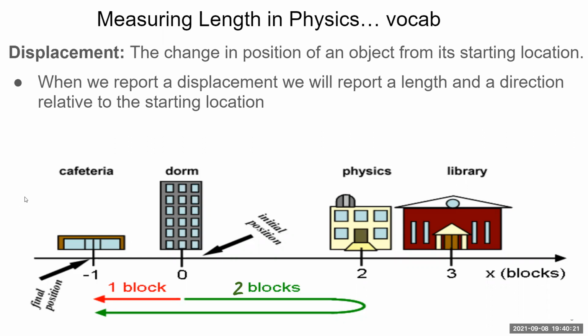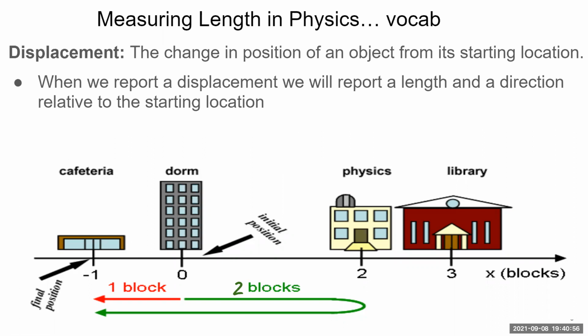Okay, let's work it out together. We go from the dorm to the physics building, that's 2 blocks. Remember, we don't care about the direction, we're talking about total distance traveled, 2 blocks. Then we're coming back to the dorm, because we've got to get to the cafeteria, we're going to pass the dorm again. So we go another 2 blocks to get to the dorm, and then we go another block further. So we have 2 plus 2 plus 1, that gives us a total of 5 blocks. That's our total distance traveled.